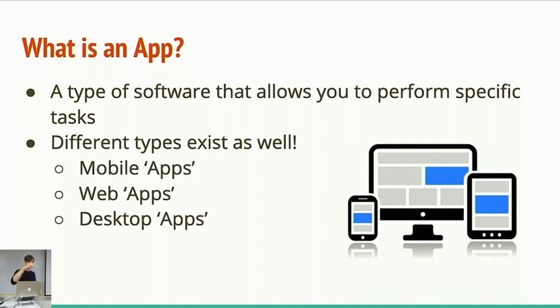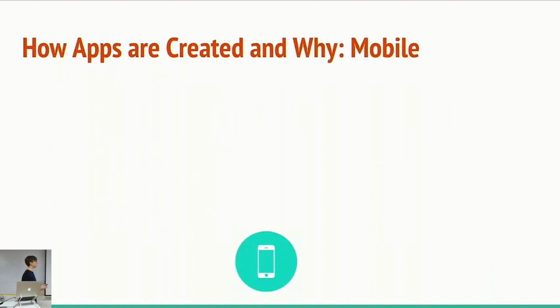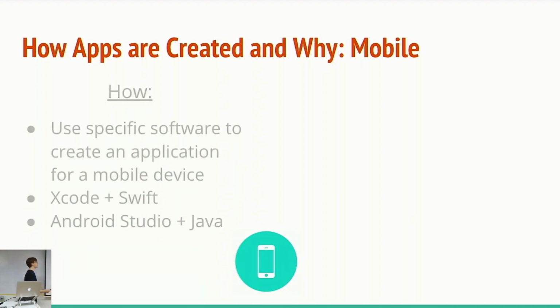So we're starting very low level. It'll ramp up a little bit, but we just want to start with a baseline of what an application actually is. It's a type of software that allows you to perform specific tasks. Very simple. But there are lots of different types, and people just throw around the word app. There are three main types: a mobile application, a web application, and a desktop application. If we jump into what those are, why they're created, and how they're created, we'll have a better understanding of why Electron is so cool.